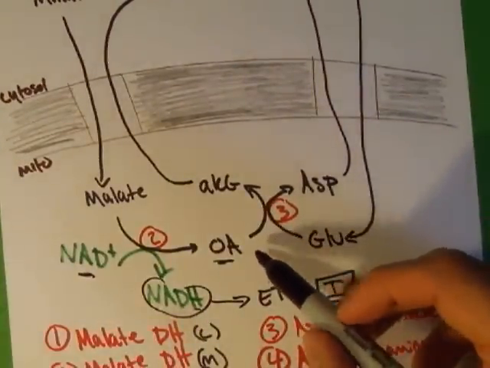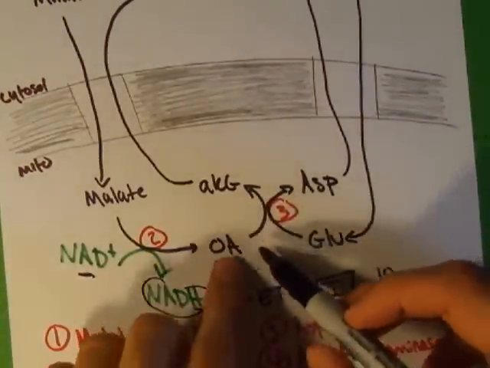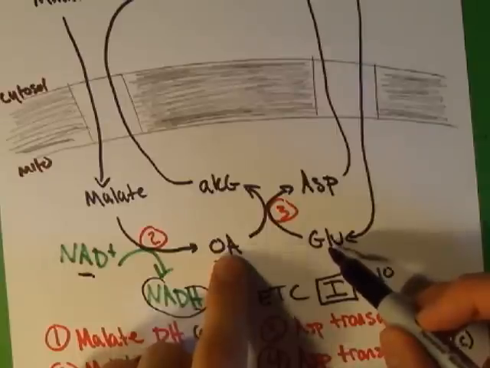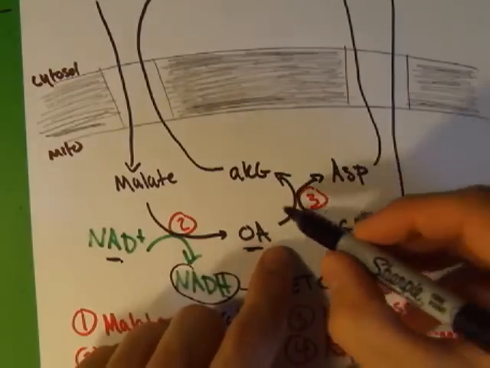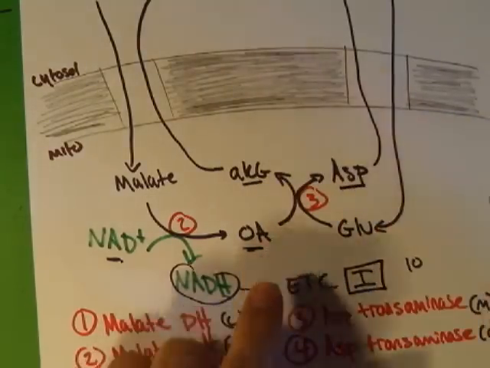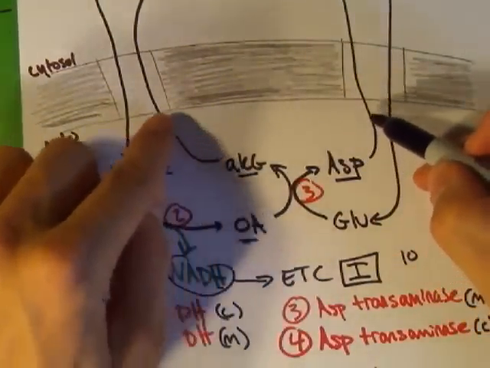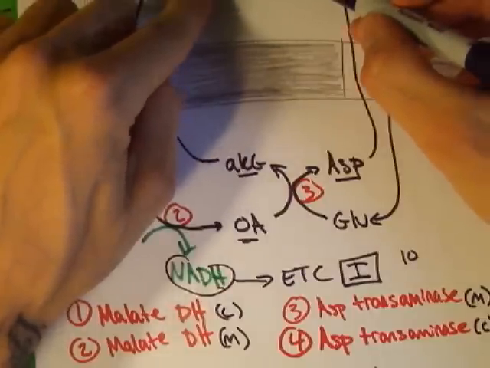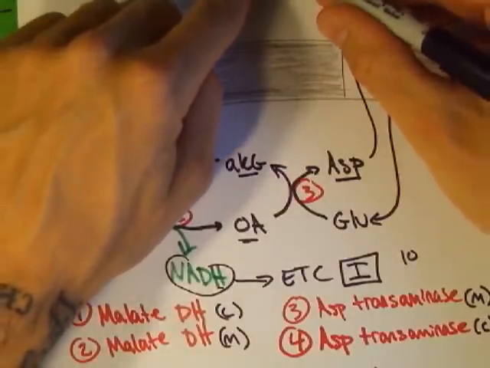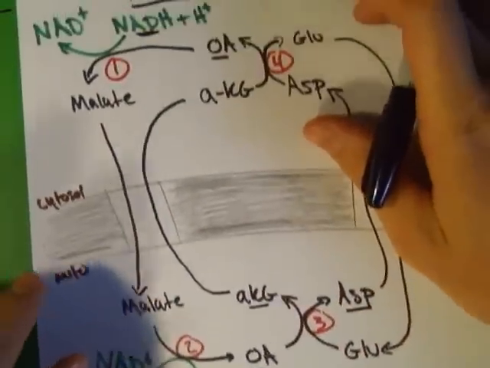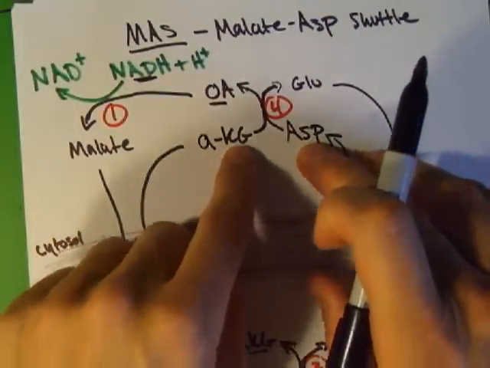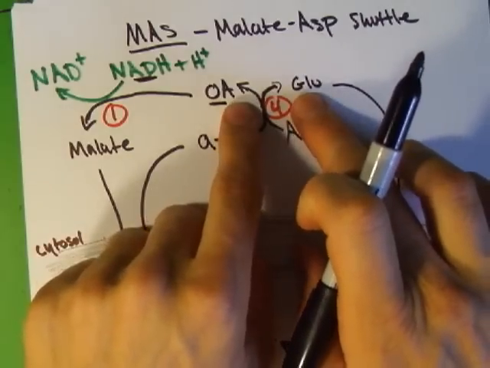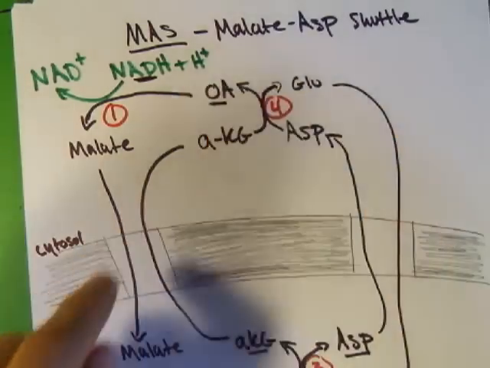Everything else is recycling. So the oxaloacetate is going to react with the glutamate to make alpha-ketoglutarate and aspartate, which are both going to leave the mitochondria to meet up here. They're going to react again. Oops, I'm off the screen. We're just going to come up here, react again, and form glutamate and oxaloacetate.